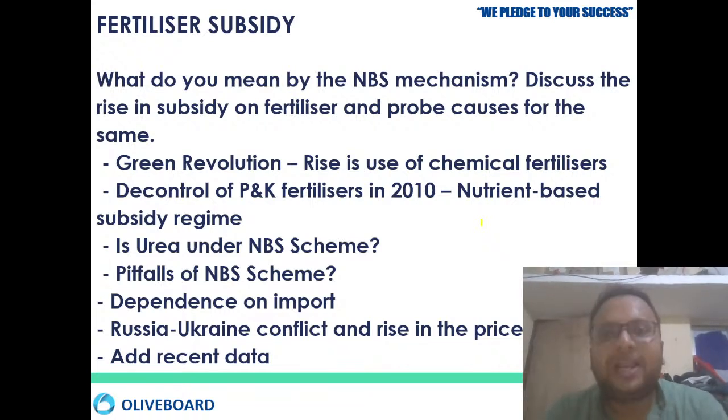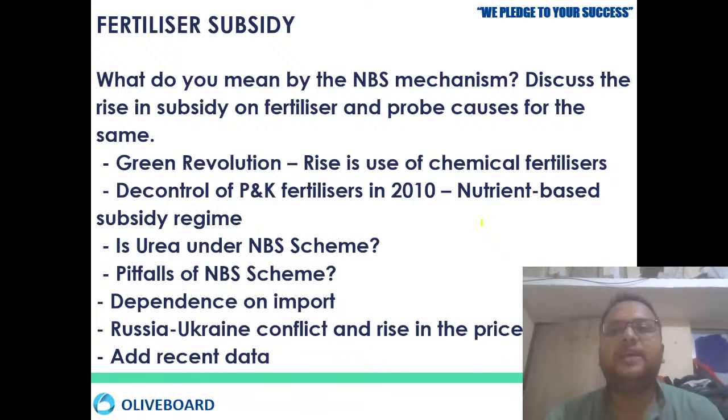Underline the keywords. So the first demand of the question is, what do you mean by NBS mechanism? So this is one thing you have to address. Second, discuss the rise in subsidy on fertilizers. This means there must have been a rise in the amount of subsidy that the government is providing to farmers for fertilizers. And third, there must be some causes for the same, why there is a rise in subsidy. And of course, these are three explicit demands. And what I had suggested to all of you is the implicit demand: what can be done, how can agriculture subsidy be reduced. That fourth part may not be specifically demanded in the question, but you can write it for your own good, right?